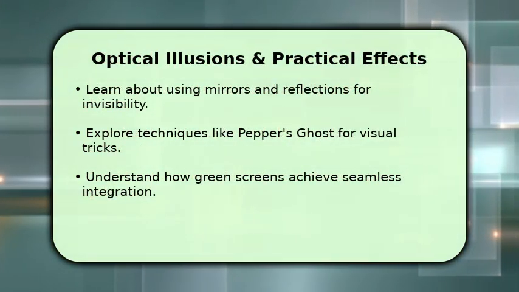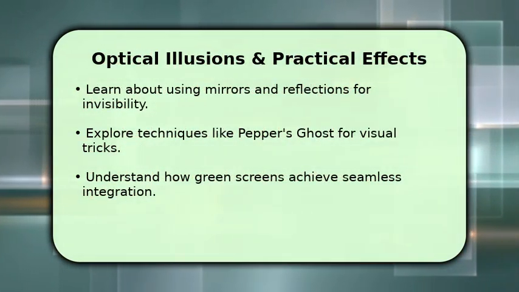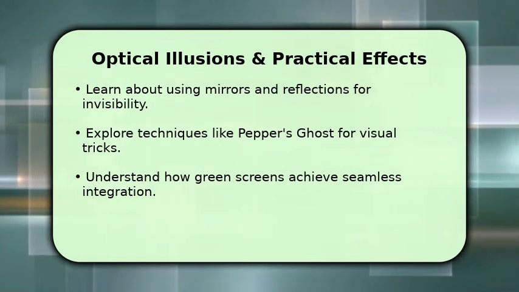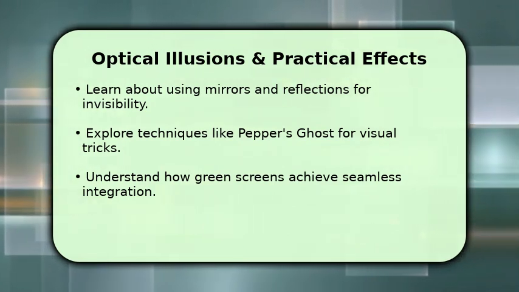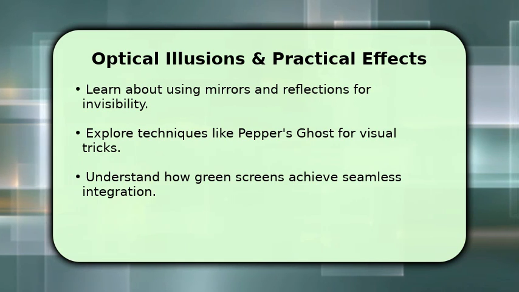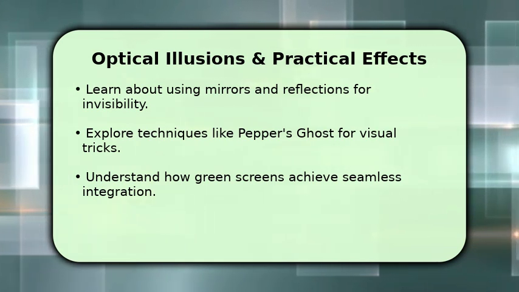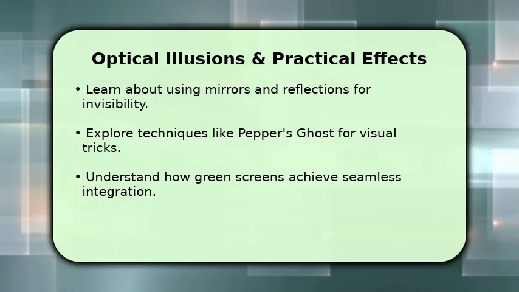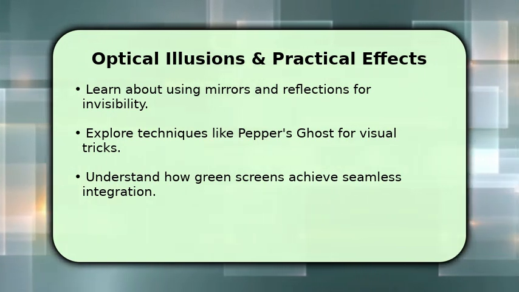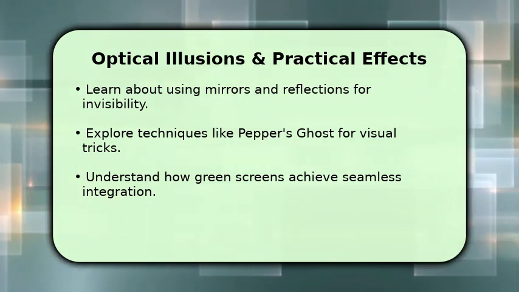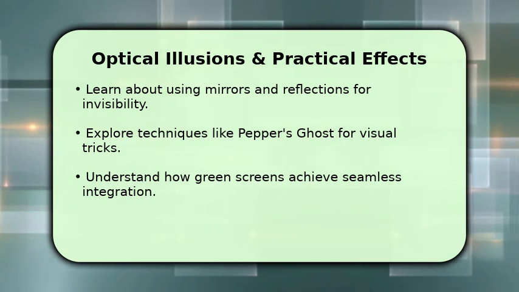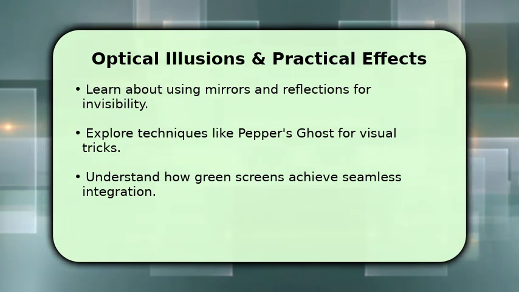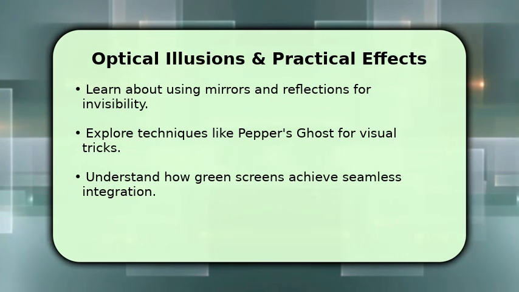Beyond advanced science, many invisibility effects rely on clever optical illusions and practical techniques. Think about the classic Pepper's ghost effect, which uses reflections to make figures appear and disappear. Green screens, or chroma keying, are another common method, allowing filmmakers to replace a specific color with any background, creating the illusion of invisibility or seamless integration into a scene.